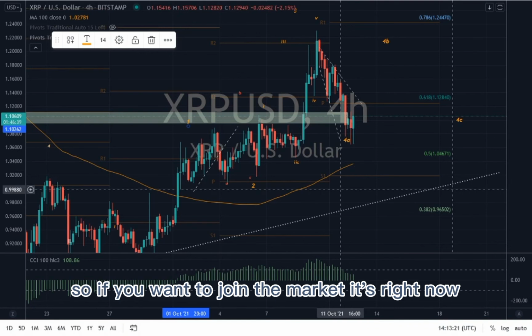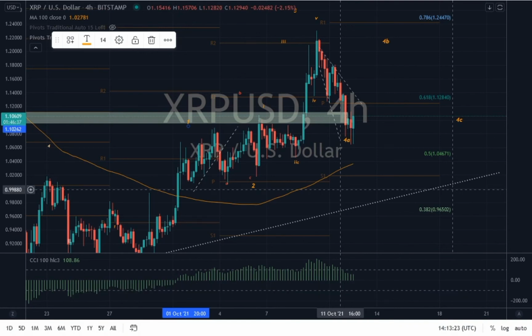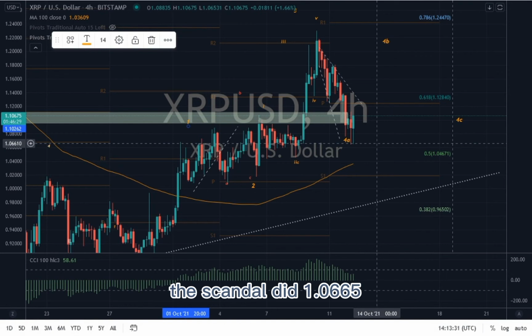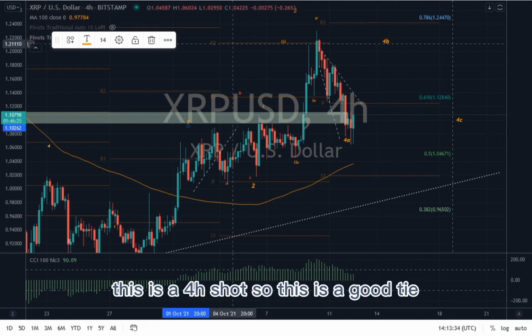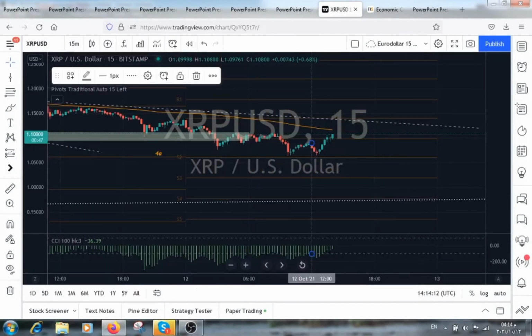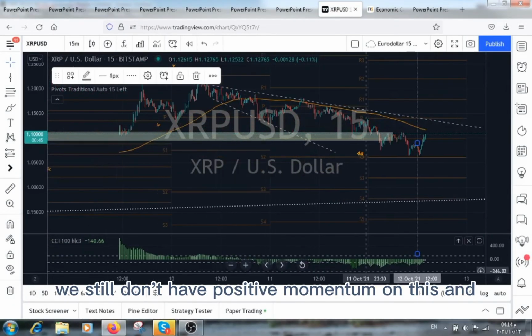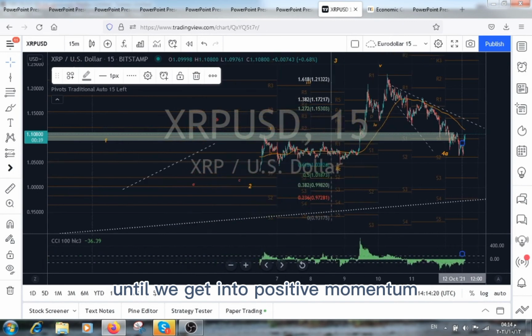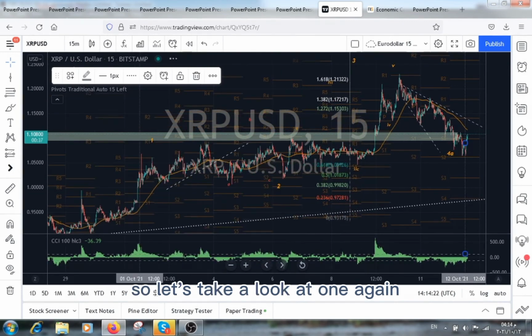So if you want to join the market, it's right now 1.06. It's 1.10, I'm sorry, 1.0609. This candle did 1.0665. This is a 4-hour chart, so this is a bit high. Okay, let's take a look. So we still don't have positive momentum on this, and we could expect them to go still lower until we get into positive momentum. So let's take a look at level 1 again.